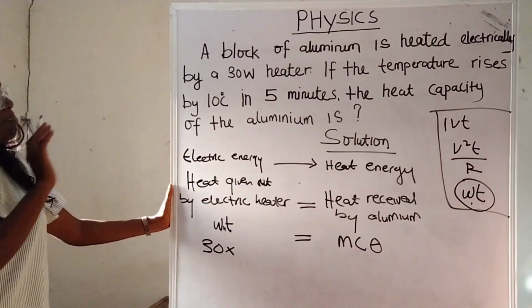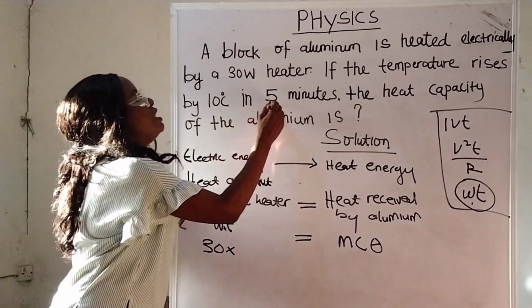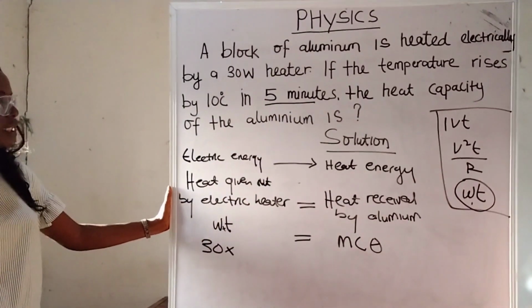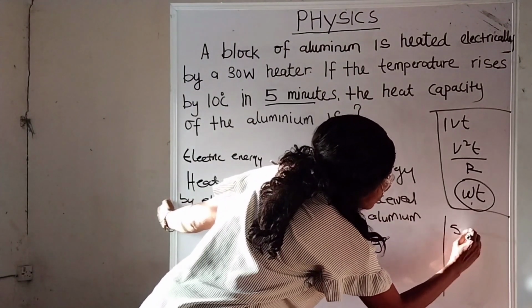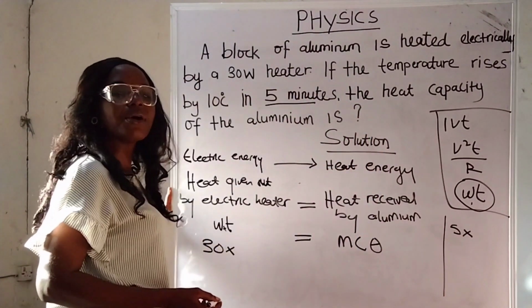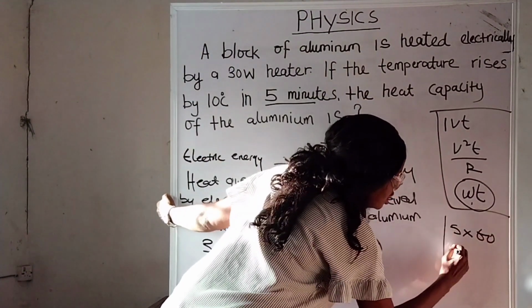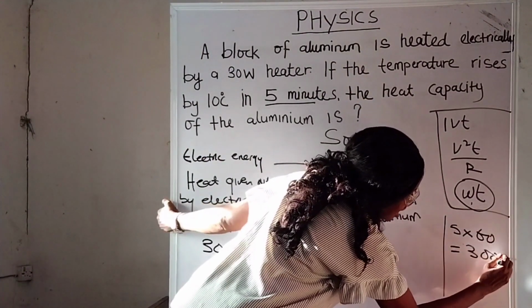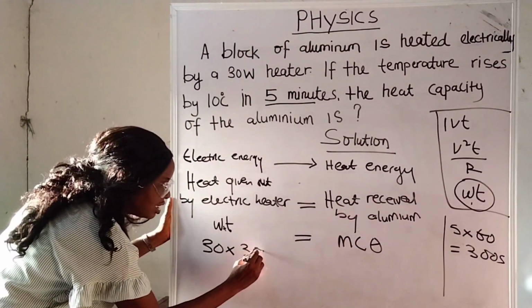But remember, minutes is not the standard unit of time, so we change this 5 minutes to seconds before we use it. Let's change it. We change it to be 5 times, how many seconds make 1 minute? 60 seconds. So 5 times 60 gives us 300 seconds. So our time here is 300.